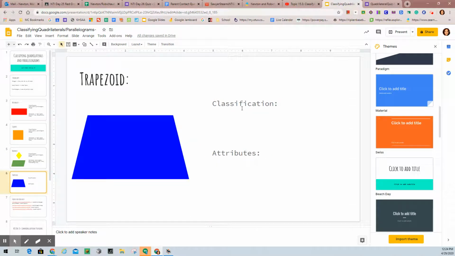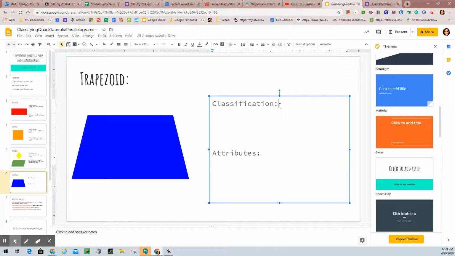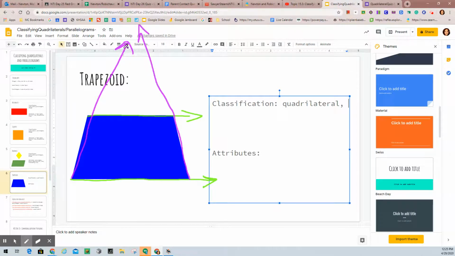And the last shape that we're going to look at is a trapezoid. Now, this one can get kind of tricky. Does it have 4 sides? It does, so we know it is a quadrilateral. Does it have 2 sets of parallel lines? Well, here's one set of parallel lines in the green. And then the other sides, if they were to keep going, eventually they are going to meet. So they are not parallel lines.